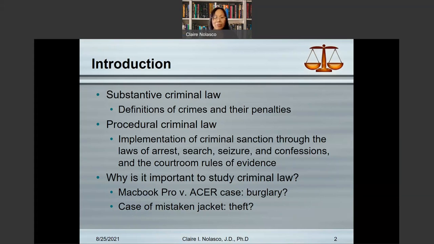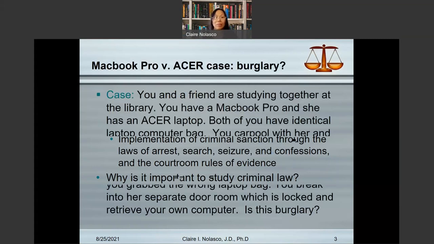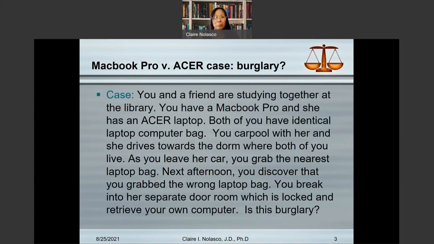Now you'll ask, why is it important to study criminal law? I'll give you two examples of why exactly you need to know what actions are crime and what actions are not criminal. So let's take this case of the MacBook Pro versus Acer. Let's pretend that you and a friend are studying together at the library. You have a MacBook Pro and she has an Acer laptop. Both of you have identical laptop computer bags, however.